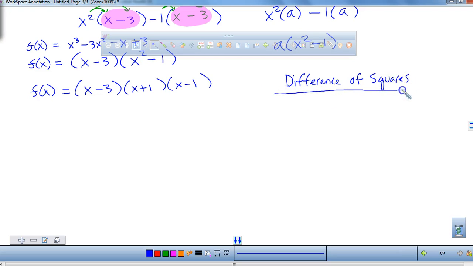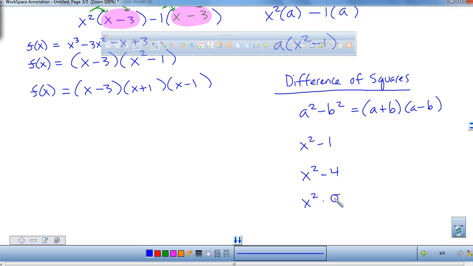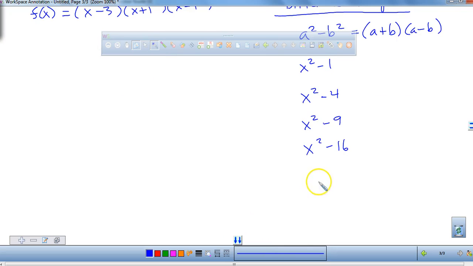Alright, so the difference of squares. Here's the pattern. If I have a squared minus b squared, that will always factor to a plus b and a minus b. But usually you don't see a squared minus b squared. Usually you'll see something like x squared minus 1, x squared minus 4, x squared minus 9, x squared minus 16, and so on and so forth. I'm just going to jump all the way down and put x squared minus 81. Okay, and there's a certain pattern to all of these.